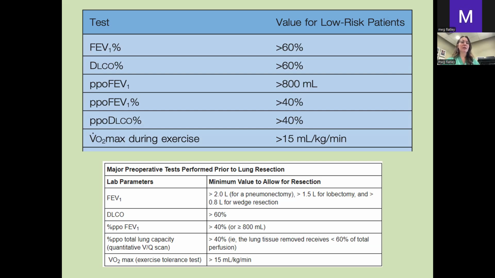For a pneumonectomy, 1.5 might be the 60%, but 2 liters for a pneumonectomy, 1.5 for a lobectomy, and then 800 mils for a wedge resection. So these are just numbers that you should memorize.